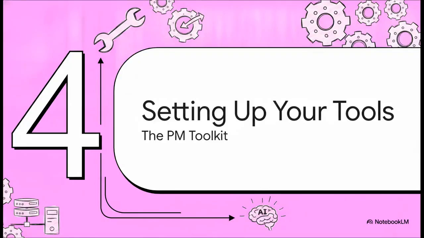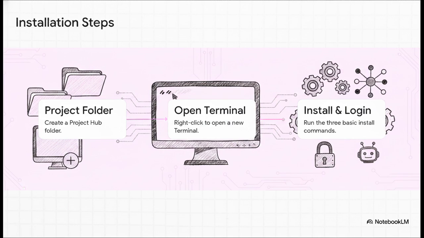Okay, Section 4, setting up your tools, the straightforward PM toolkit. Time to demystify the tech setup so you can actually start doing this yourself today. I promise you, it truly is this simple. 3 steps. Step 1, create a completely normal folder on your computer, call it Project Hub or whatever you want. Step 2, right-click that folder and select Open in Terminal. Remember, the terminal is just a text-based window, nothing to be afraid of.